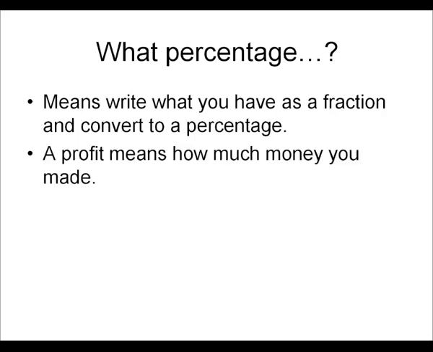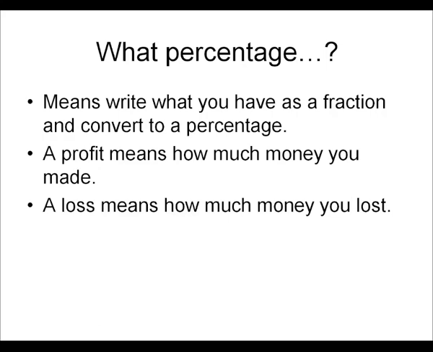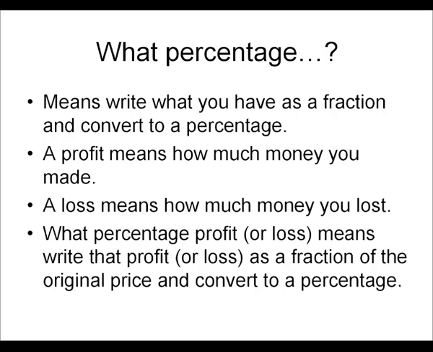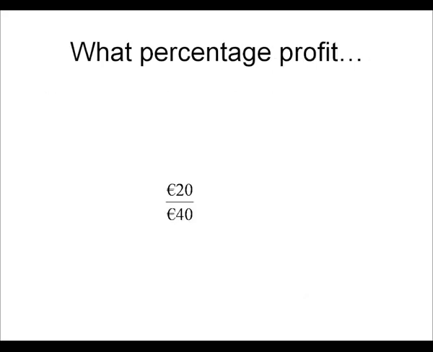Now, we'll be looking at percentage profit and percentage losses. So profit means how much money you made, and a loss means how much money you lost. If I'm asked to find a percentage profit, it means you write that profit as a fraction of the original price and convert it to a percentage. So generally, when we're talking about profit and loss, we're talking about the profit compared to what the original price was. So let's have a look at an example question.